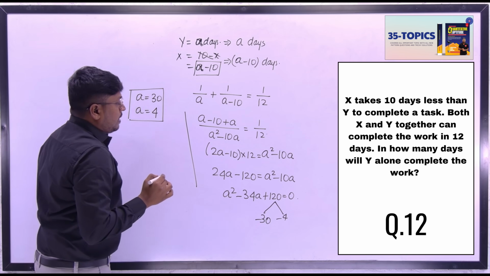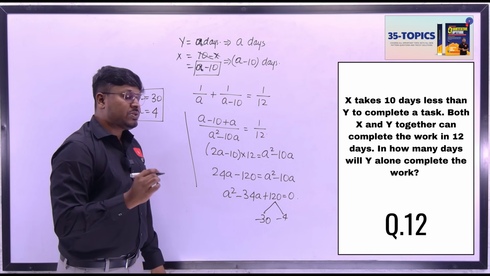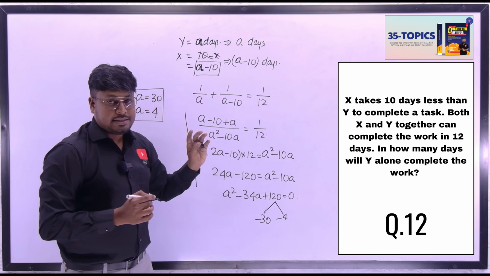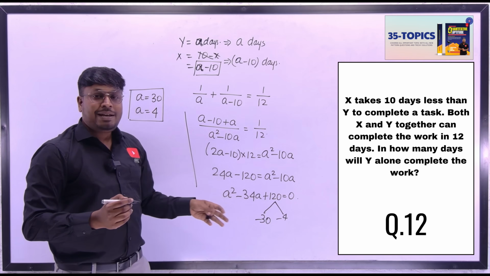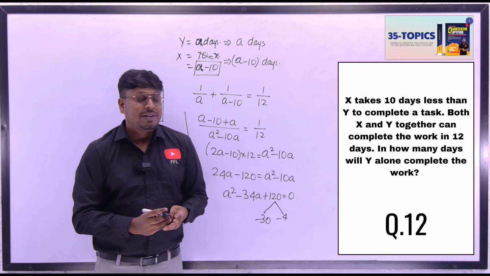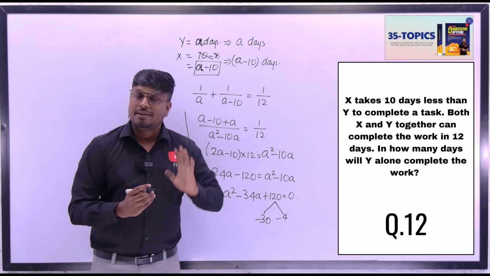So now, getting to the point, our target is to find in how many days y takes to complete the work. We know that y we have assumed as a days. So now we got two values. Based upon the options, either he can take 30 days to complete the work or 4 days. Based upon the options they have given, we can mark the answer.